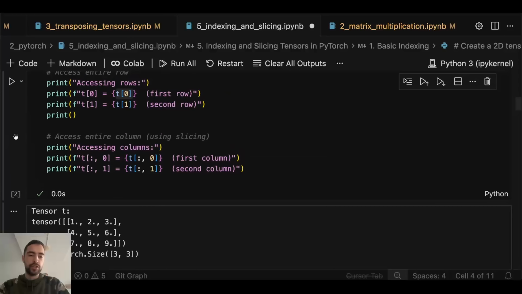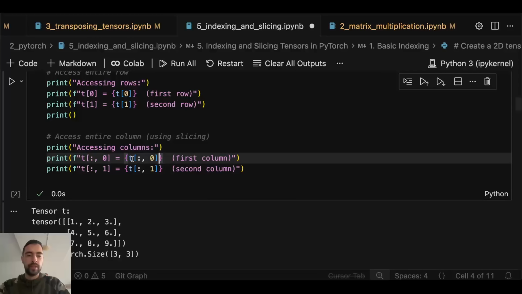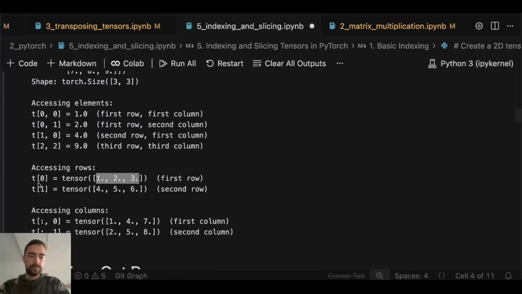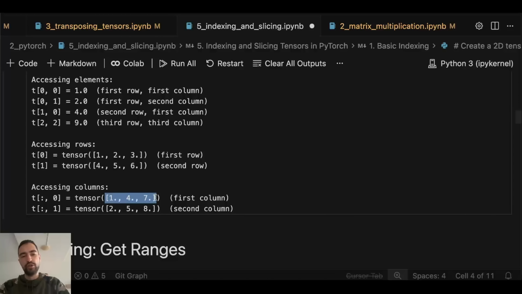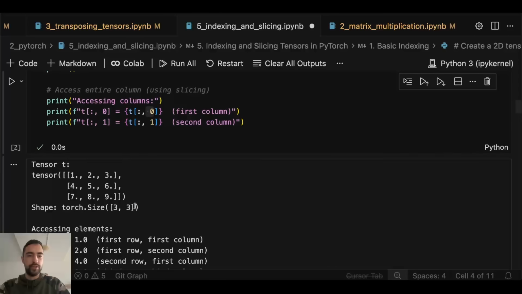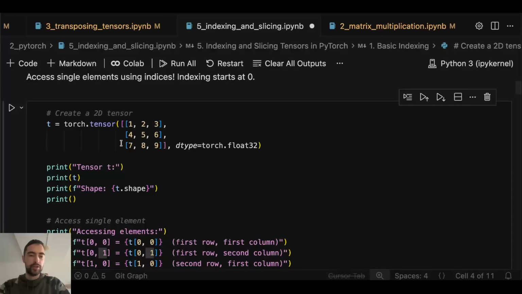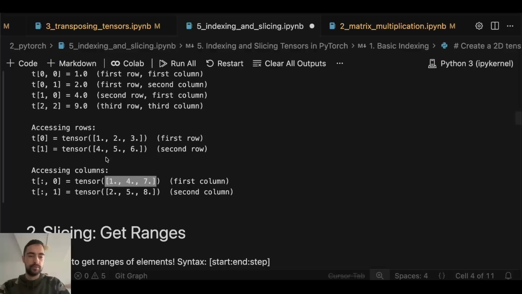And you can also get the first column, or an entire column, but you need to put this sign here. And this means get all of the rows in the 0th column. So all of the rows, but only in the 0th column. So 1, 4, 7 is going to be our new tensor. And you say all of the rows in the column with index 1. So there's going to be all of the rows, but in this column with index 1: 2, 5, 8.